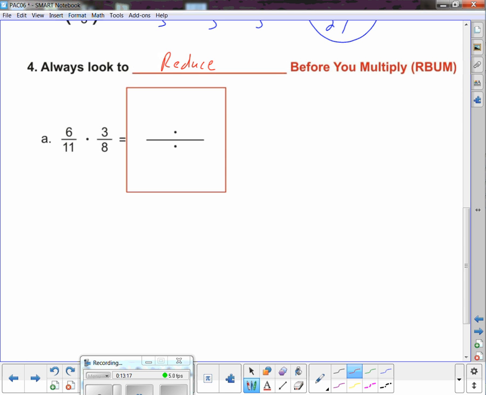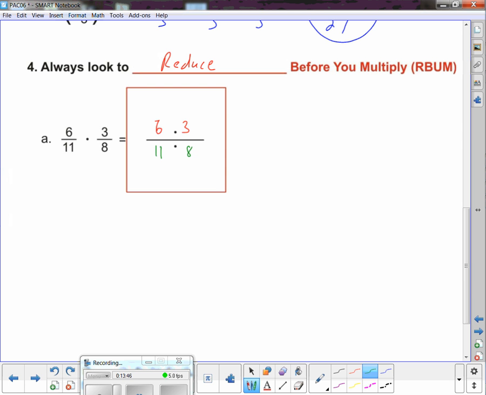You'll hear me say it a ton of times. You'll see me write it on your papers. R bum, R bum, R bum. Reduce before you multiply. Technically, the step of multiplication, the rule step, would put the 6 and the 3 on top, correct? Go ahead and write this. We'll do a shortcut in a minute. And the 11 and the 8 on the bottom, correct?